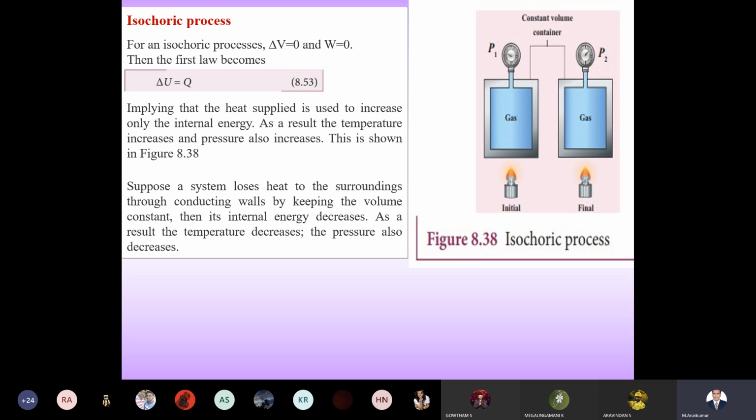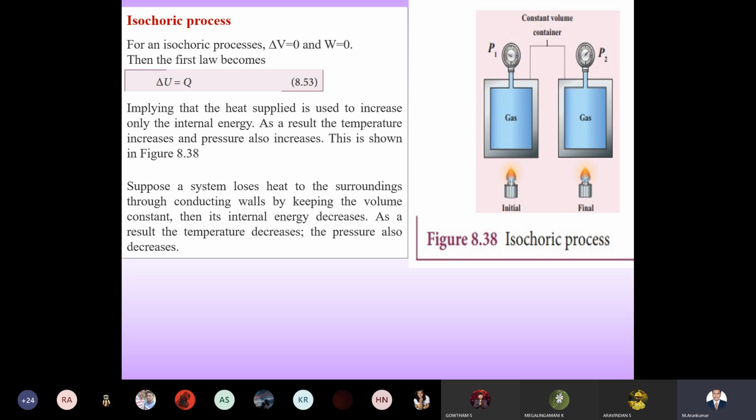Then we can use the first law of thermodynamics. Here delta V, the change in volume, is 0. So the W value also will be 0, since W is the integration of P dV, and here delta V is 0. Right. So we substitute these values into the first law of thermodynamics. Then we have the equation of first law as delta U is equal to Q alone. W will be 0.